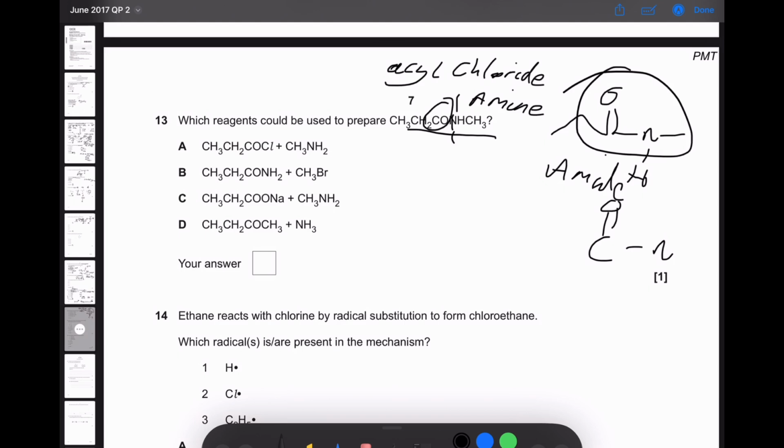A. Well, this is an acyl chloride, and it's the same carbon chain length, and then an amine. So A is good. Let's just check the others before we do anything brash. Well, this is an amide already, so this isn't going to react. This is a carboxylate salt, so this isn't going to react. And this is a ketone, so this isn't going to react, so it's going to be A.